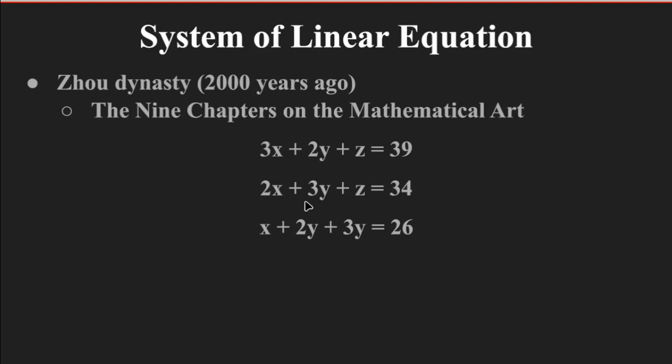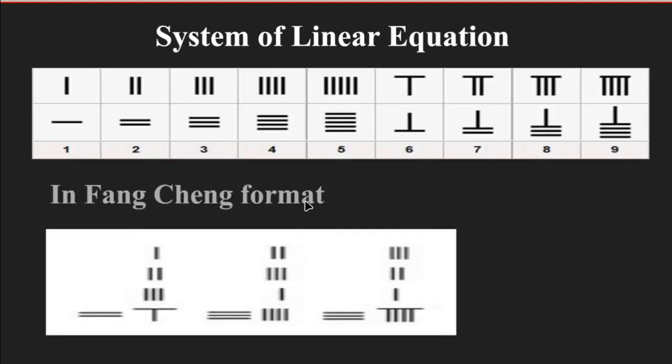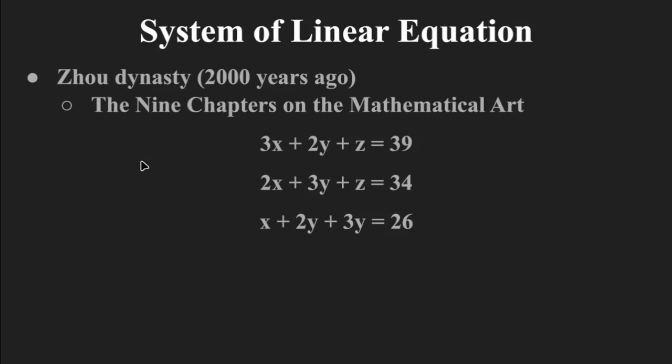Now let's look at the method, how the Chinese used these methods to get the solution. They used the counting rod, where each number 1 to 9 can be represented either vertically or horizontally. The first row that we see is the vertical representation from 1 to 9, and the second row is the horizontal representation of the same numbers 1 to 9. So let's consider this equation 3, 2, 9, 1.